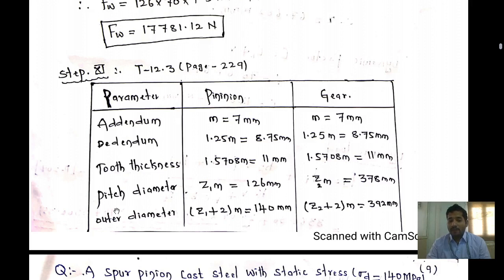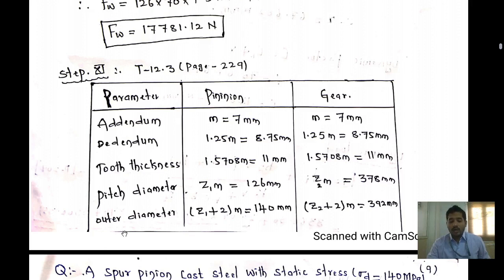After that, we need to find the pitch diameter. So the number of teeth of the pinion into module. Z1 is 18 and module is 7. If you multiply, you will get the pitch diameter of the pinion as 126 mm. Z2 into m, if you multiply, gives the pitch diameter of the gear as 378 mm.